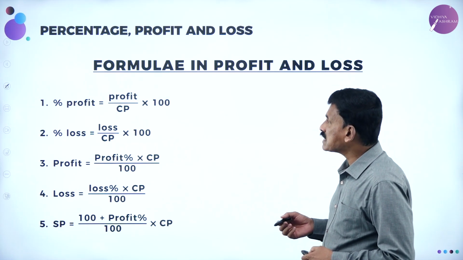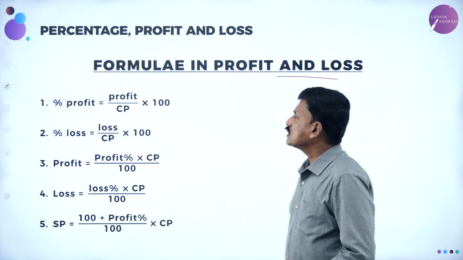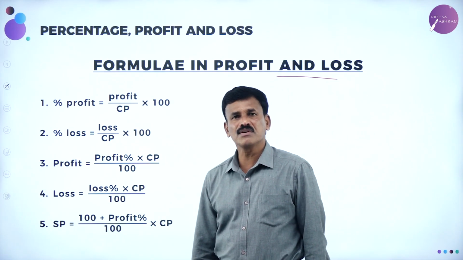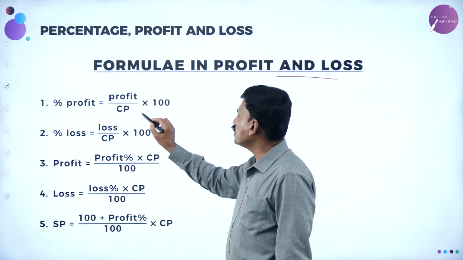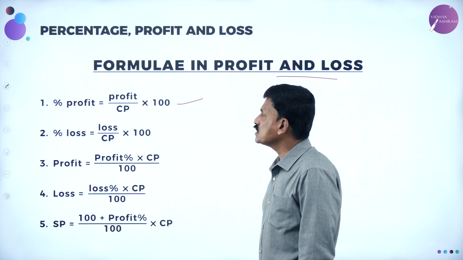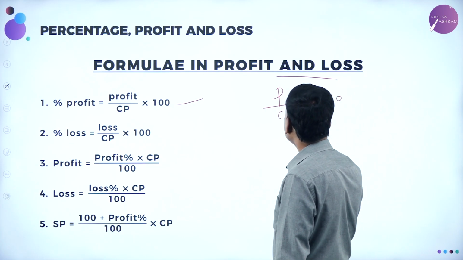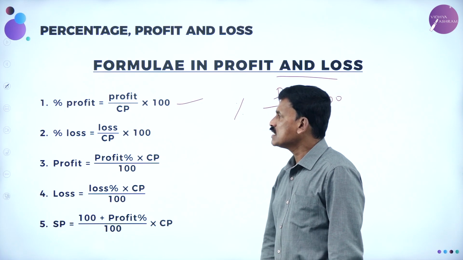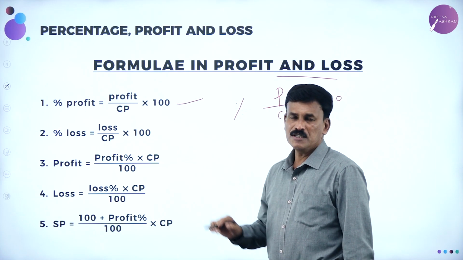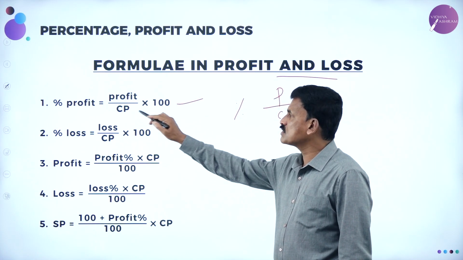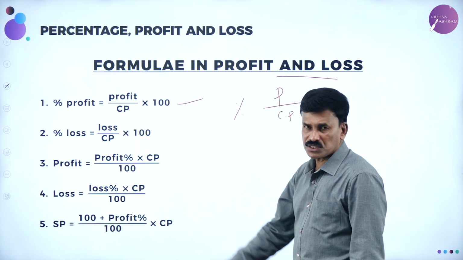Now let us come to the percentage. What is the formula used to find the percentage of profit and loss? The percentage of profit is given by profit divided by CP, that is cost price, into 100. Profit divided by cost price into 100 will give the percentage of profit. Similarly, percentage of loss is loss divided by the cost price into 100. Profit divided by CP into 100 will give the percentage of profit, whereas loss divided by CP into 100 will give the percentage of loss.